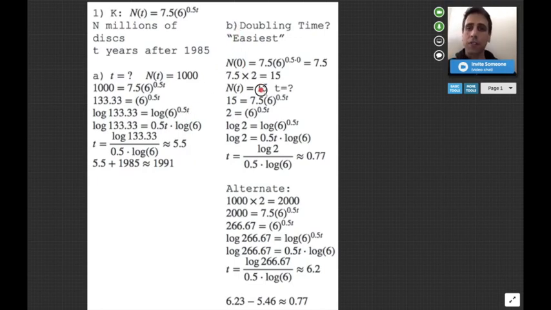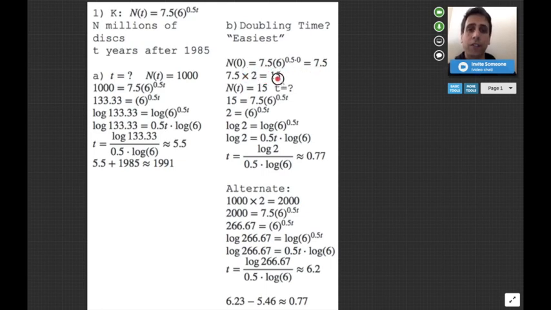Doubling time, there's a couple ways of doing this. I should say there's actually a couple ways of doing 1a as well. You could have rewritten this equation, for example, it is an exponential equation. You could have written it as a log of base 6. You would have gotten the same answer also. But there are two ways of doing this. I think the easiest way to do it would be to figure out what is the output when the input is 0, like when the time is equal to 0, how many compact discs are they producing at the very beginning in 1985, and that's 7.5 million.